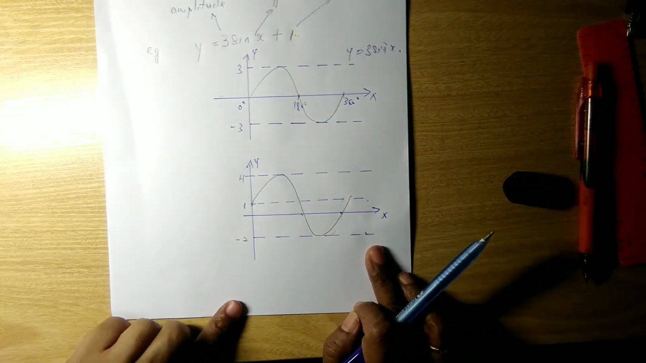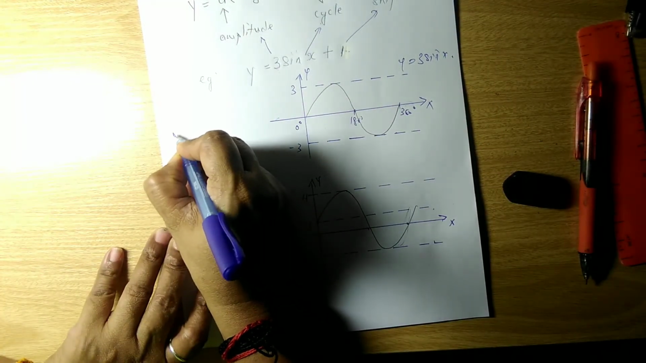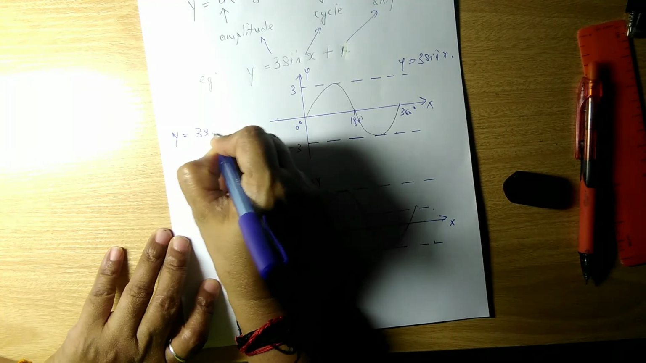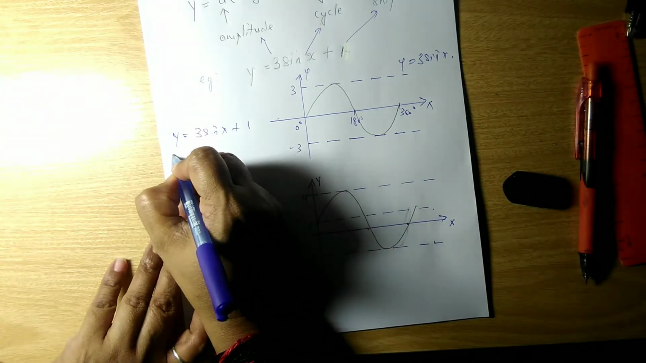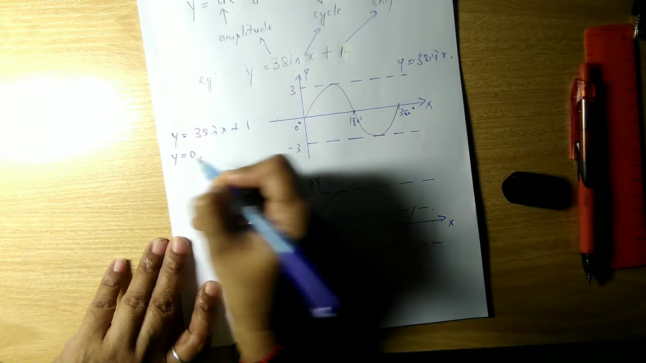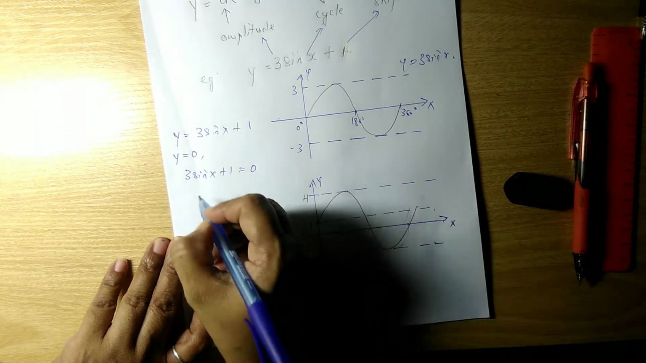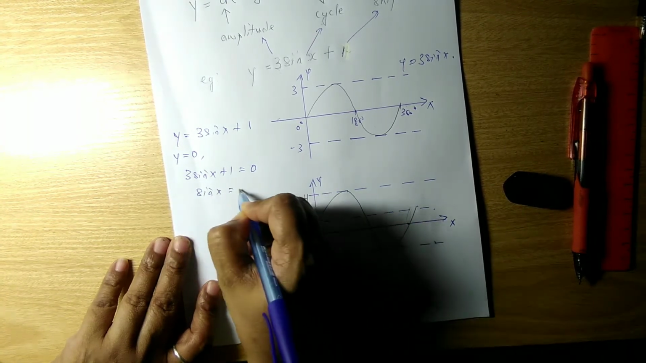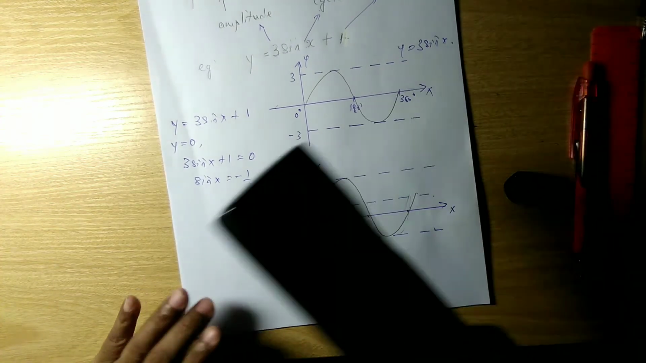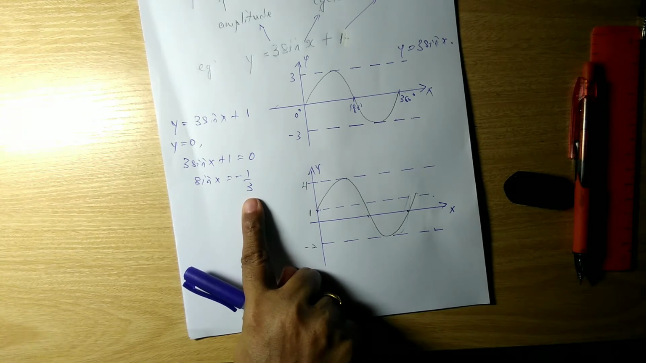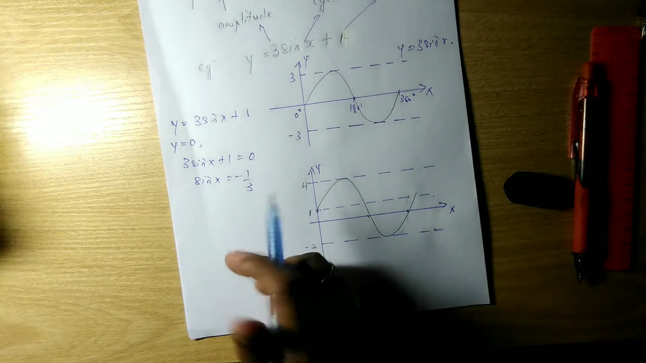This is your x-axis, so let's say you want to work out the intercepts. y equals 3 sine x plus 1. At the x-axis, y becomes 0, meaning 3 sine x plus 1 is 0. So sine x equals negative 1 over 3. Now we look for this value. Sine negative means it's in the third and the fourth quadrant. Let's look for x first.